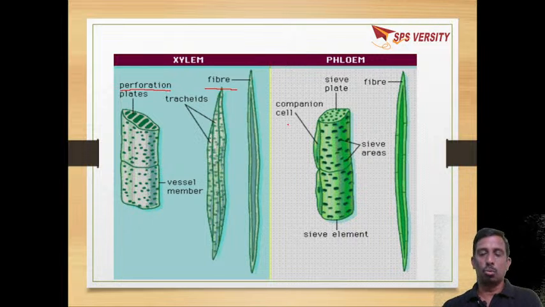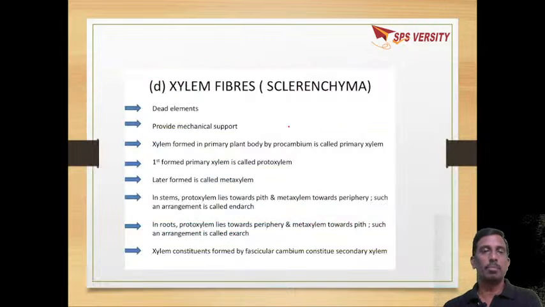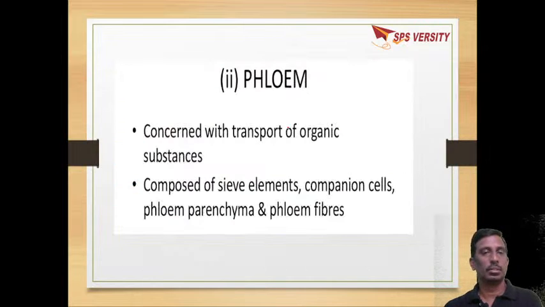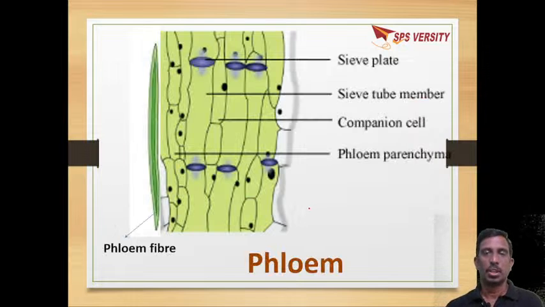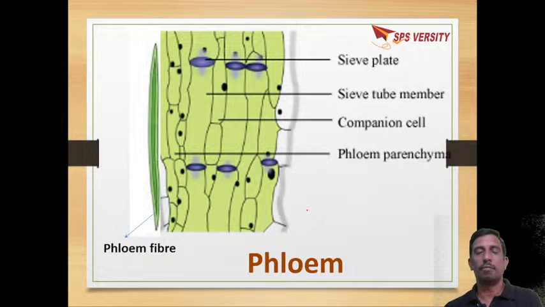Phloem के बारे में आए तो, phloem is concerned with transport of organic substances. So phloem में क्या रहता? Sieve elements, companion cells, phloem parenchyma or phloem fibers. So phloem में sieve tube members, companion cell, phloem parenchyma or phloem fibers.